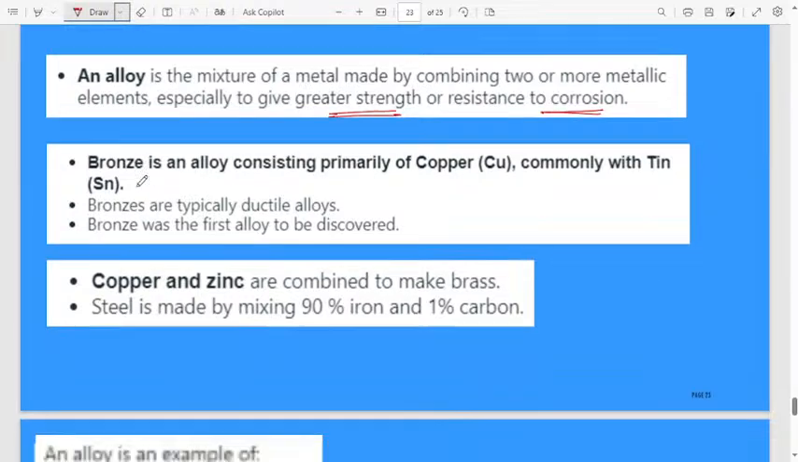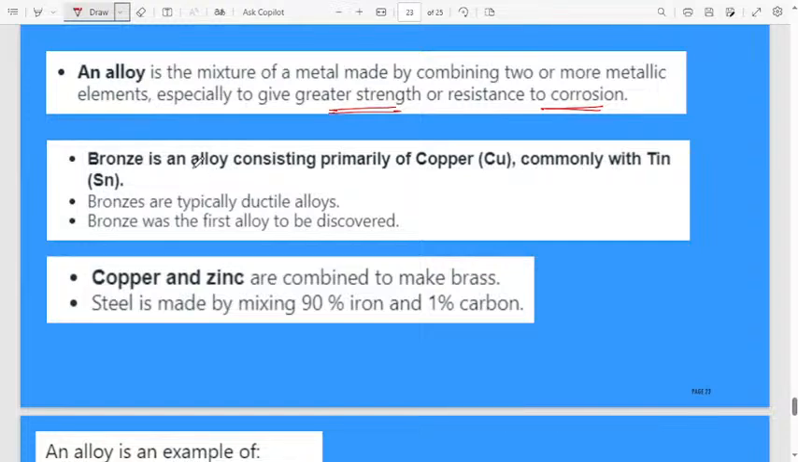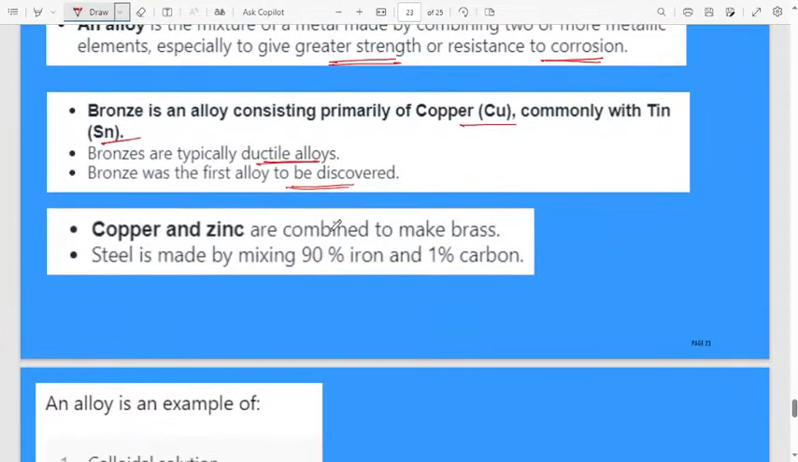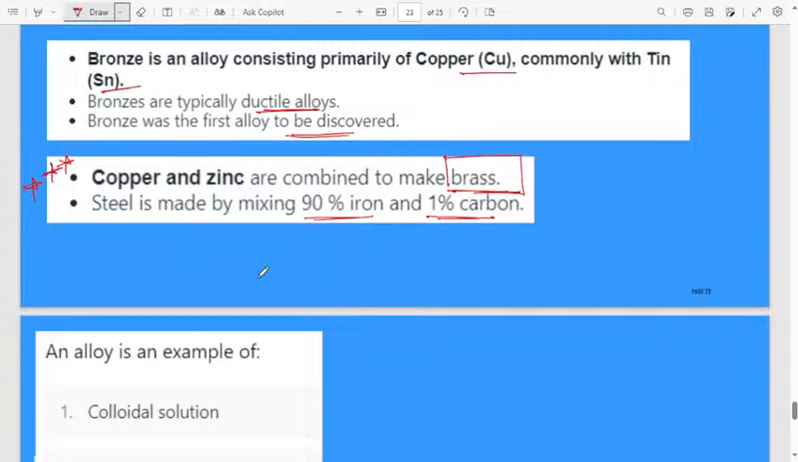Next, bronze is an alloy consisting primarily of copper and commonly with tin. Sn means tin. Bronze is a typically ductile alloy. Bronze was the first alloy to be discovered. Next, copper and zinc are combined to make brass. This also they will give in the exam. What is the combination of brass? Brass is a combination of copper and zinc. Steel is made by mixing 90% of iron and 1% of carbon. Remember these two also. They may ask in the exam.